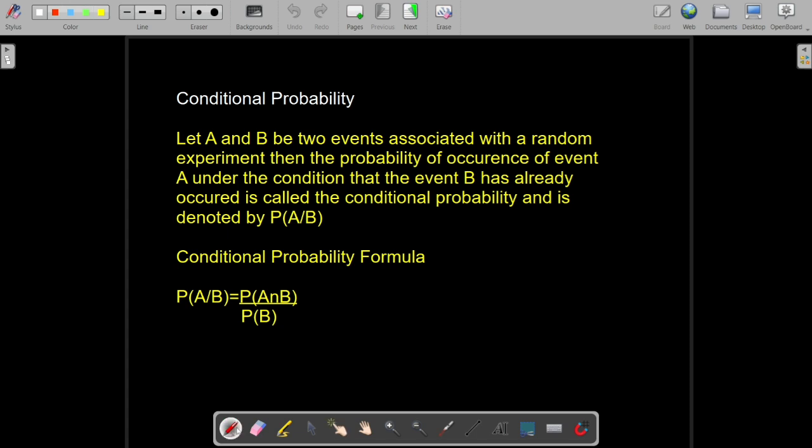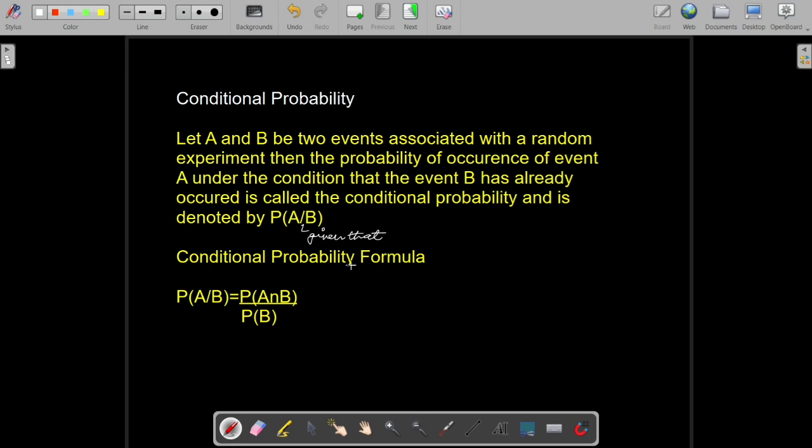What is conditional probability? Conditional probability says let A and B be two events associated with the random experiment. Then the probability of occurrence of event A under the condition that the event B has already occurred is called the conditional probability, and it is denoted by probability of A given B. That means probability of occurrence of A given that, the slash stands for given that or under the condition, B, the event B has already occurred.